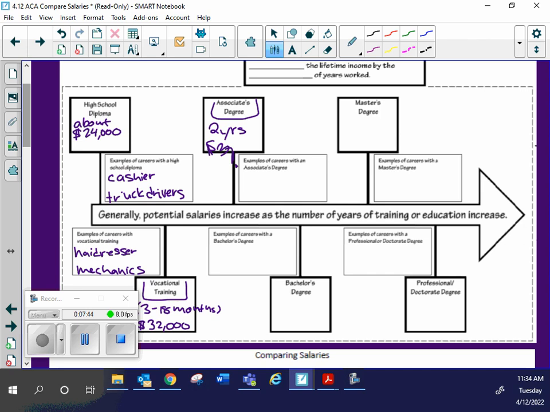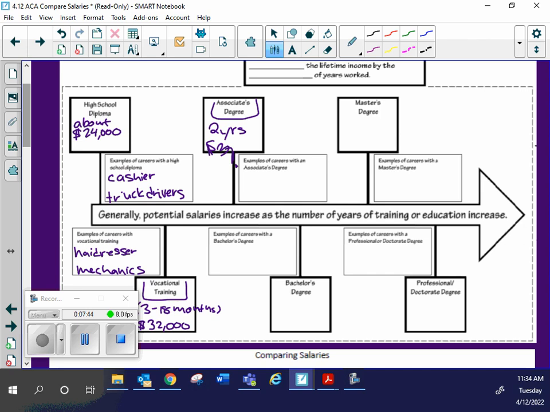Okay, so let's see if y'all can do this. How much more will the network systems administrator earn than a computer network specialist over a 30-year period? So y'all are going to solve this one. What's going to be your first step? Subtract it and then multiply it by 30. Pause and play. All right, when you subtract those, you should get $34,010. Multiply that by 30, you should get $1,020,300.